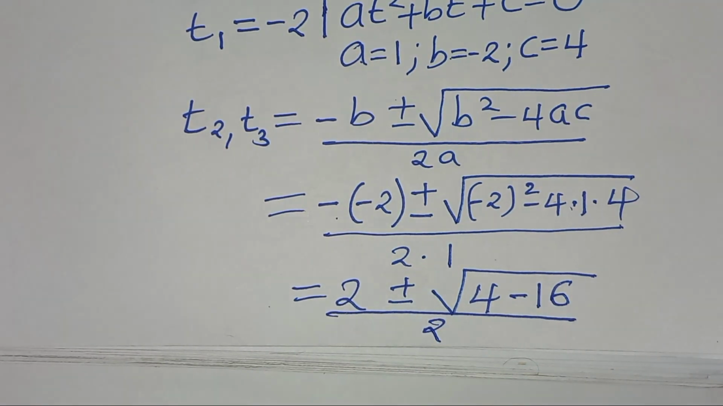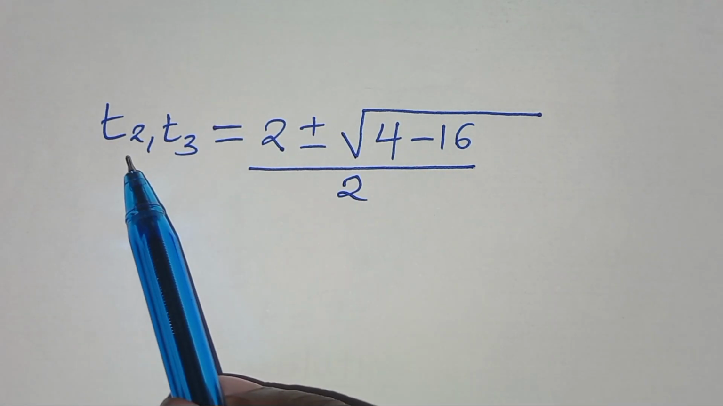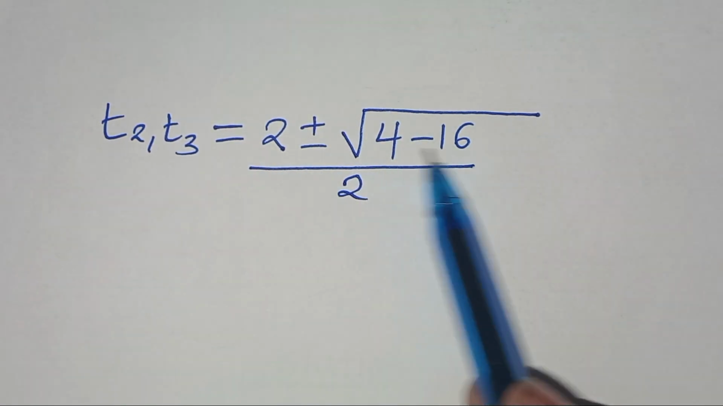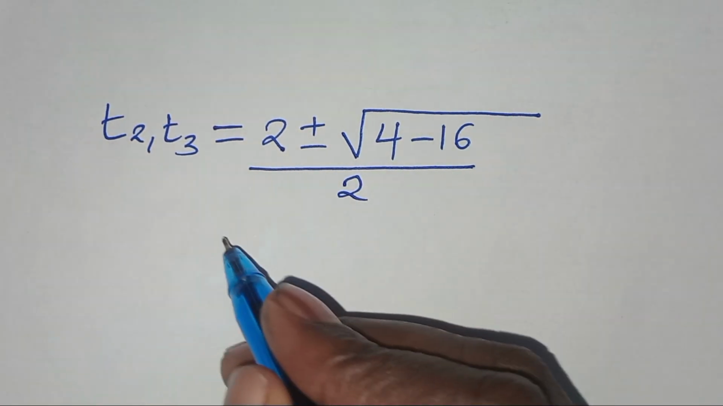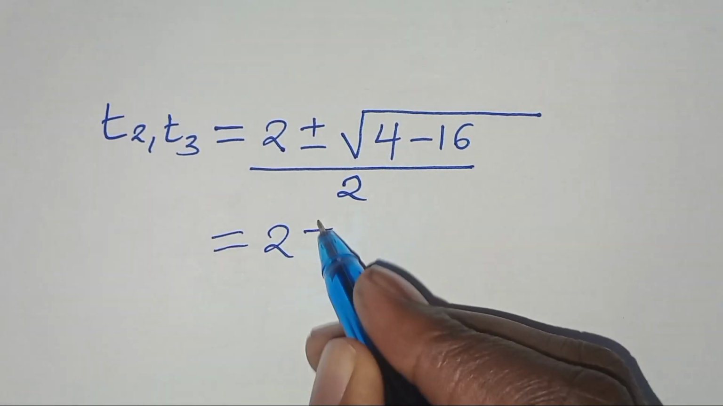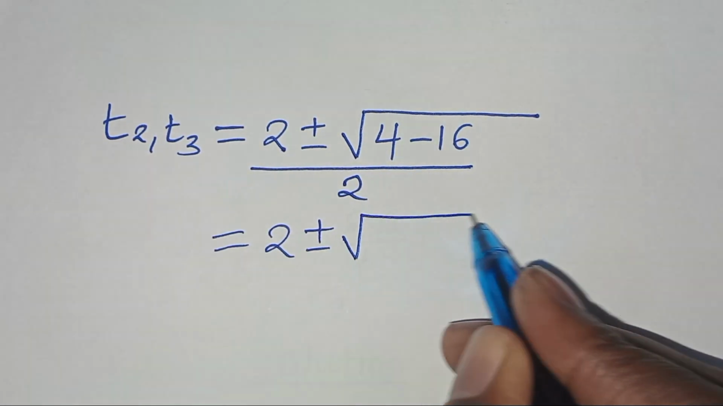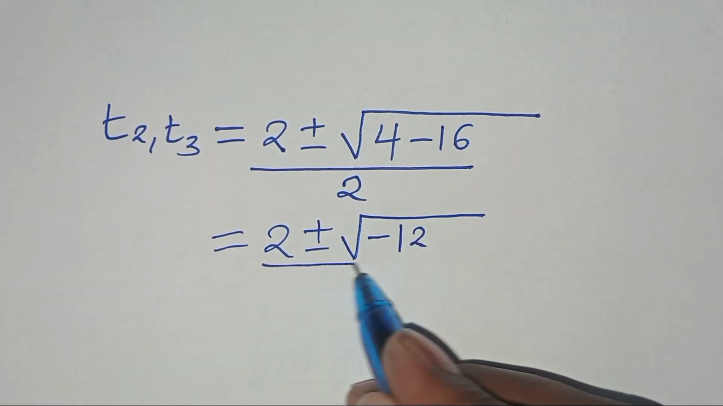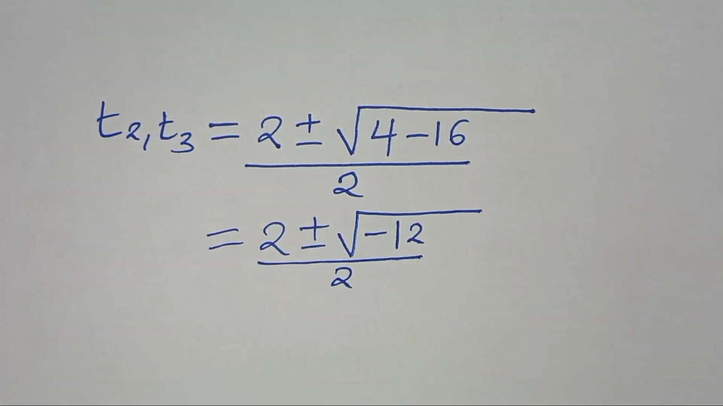So let's proceed from here. We have t2, t3. This is equal to 2 plus or minus the square root of 4 minus 16 divided by 2. So this is equal to 2 plus or minus the square root of 4 minus 16. This is minus 12 divided by 2.